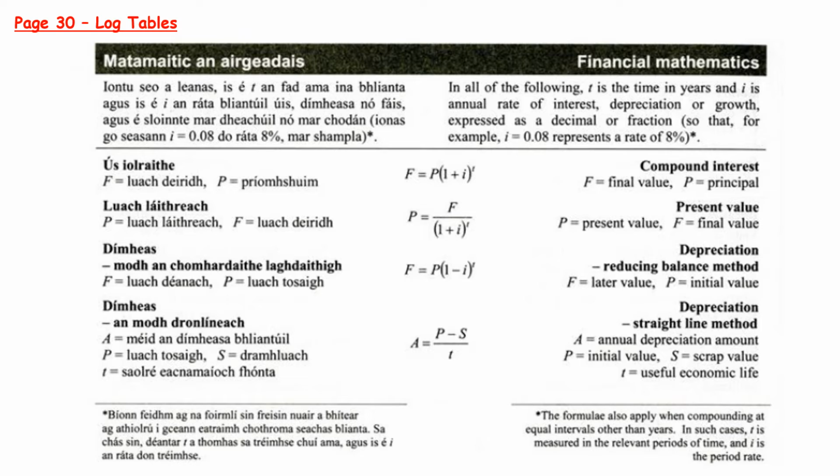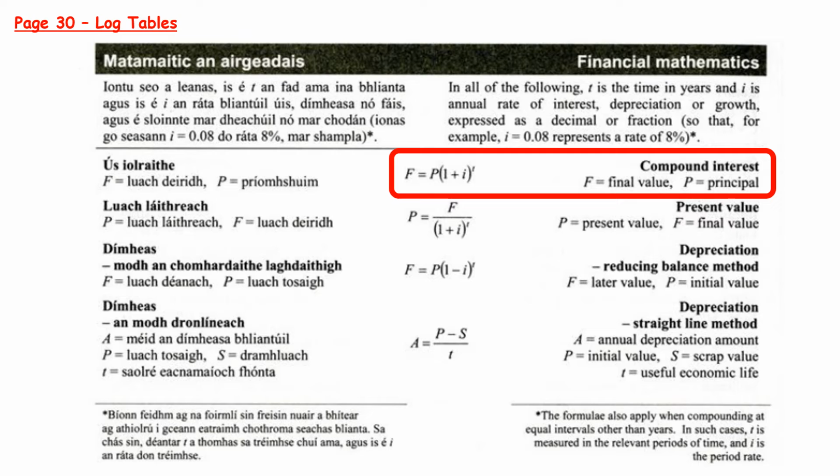So on page 30 of your log tables, we have a formula that we're going to use to help us calculate this. You don't have to use the formula, and sometimes we can't use the formula, but it is a handy little one to have. You may not find that page very easily. However, if you go to your log tables and go to the contents page, it's under financial mathematics. It's called the compound interest formula, and it is F equals P bracket 1 plus i to the power of t. So F stands for final value, P stands for principal, that's the amount that you invest, 1 plus i.